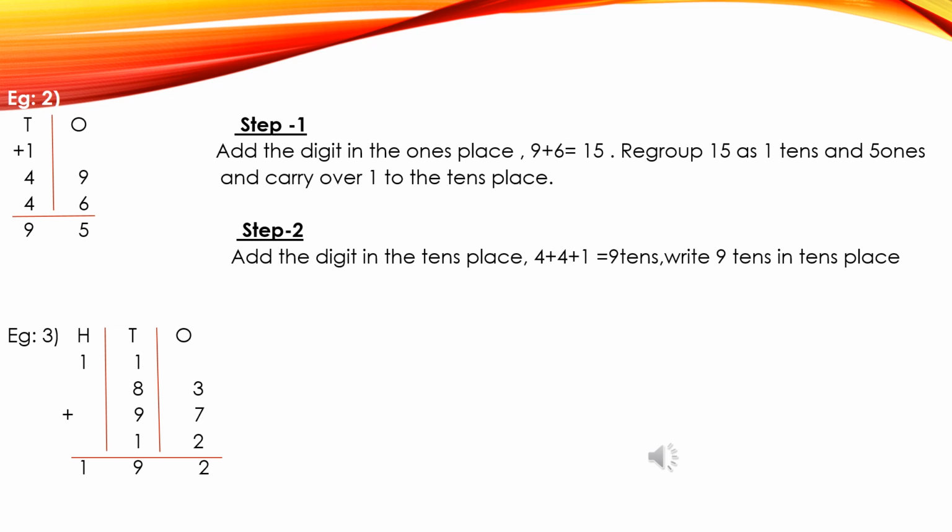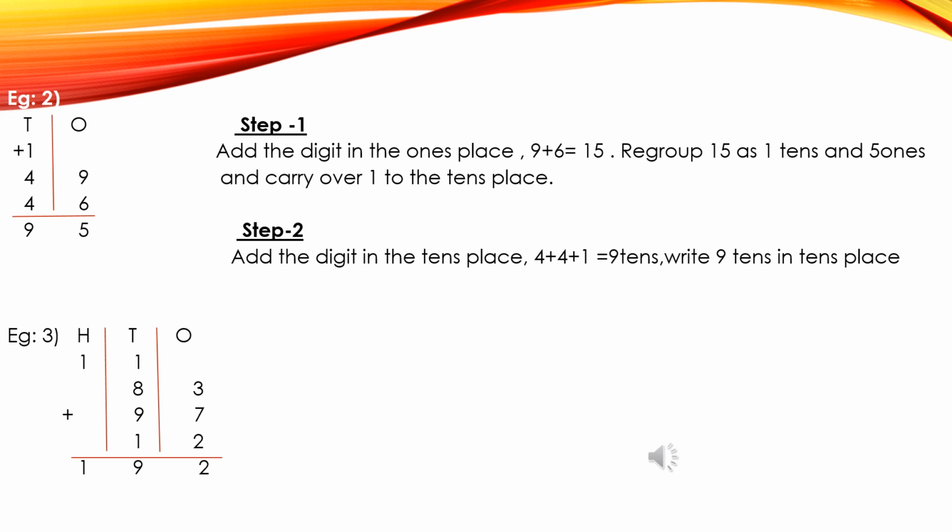Now start from the ones place, that is 3 plus 7 plus 2. How much? 12. Right. You can't write 12 ones. You have to regroup that. How? 12 ones is 1 ten and 2 ones. You have to write 2 in the ones place and carry over 1 to the tens place.